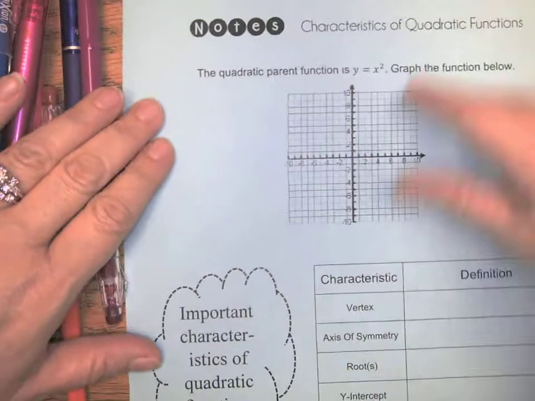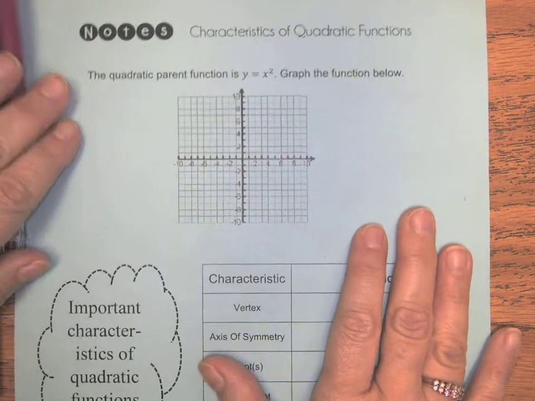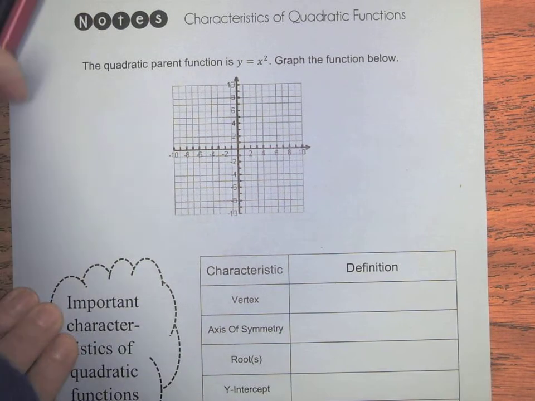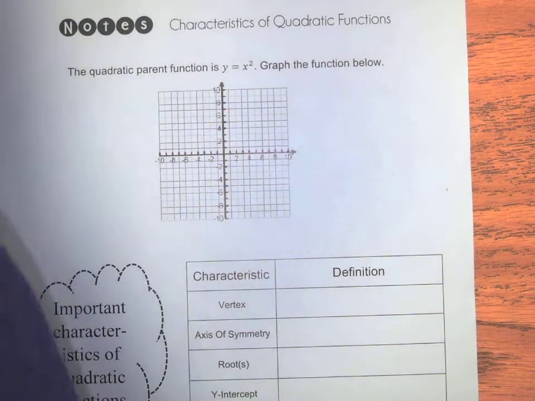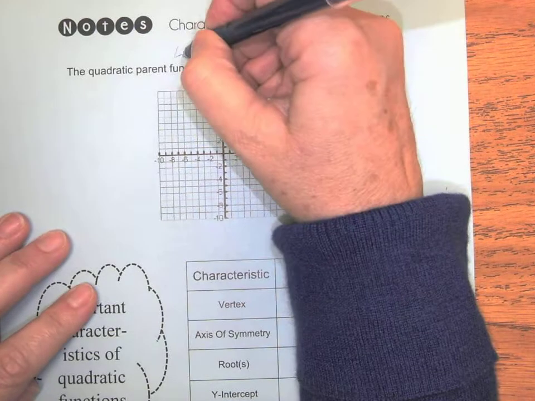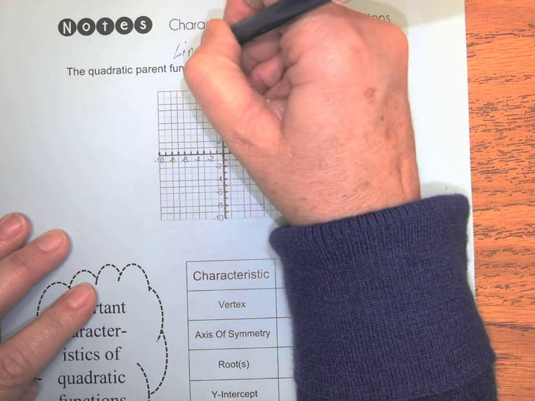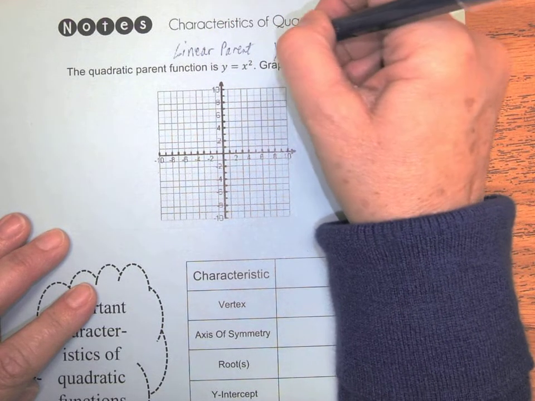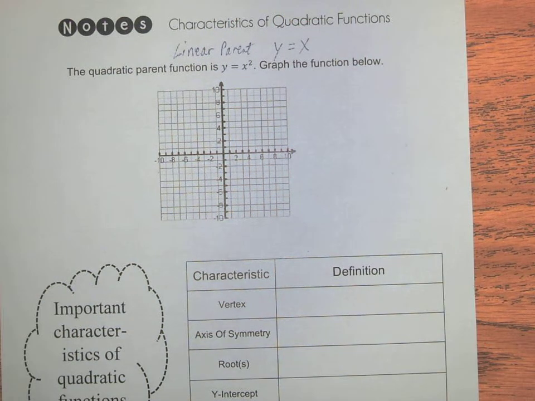So we've done linear for the whole first semester. Now we're going to start quadratic functions. So let's talk about what a quadratic is. The linear parent function, as we have talked about, is y equals x. It was that line that goes through the origin, has a slope of 1 over 1.